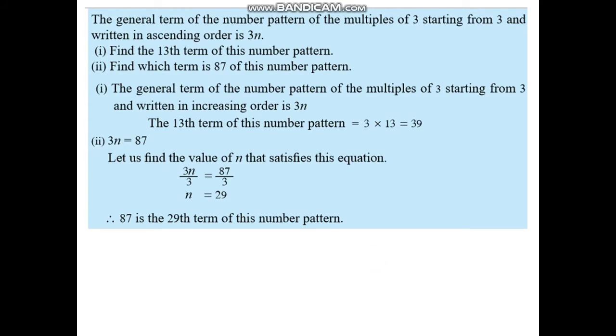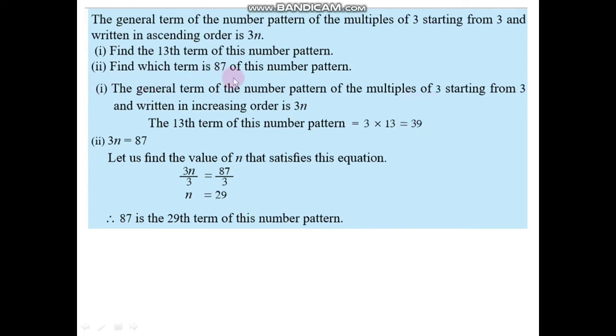Now let's go into an example. The general term of the number pattern of the multiples of 3 starting from 3 and written in ascending order is 3n. Obviously, that's true. Let's see the first one. Find the 13th term of this number pattern. Simple, right? Substitute 13 instead of n here. 3 into 13. That's the answer: 39.